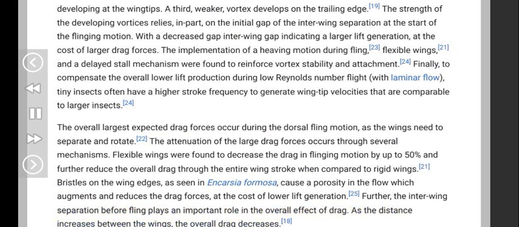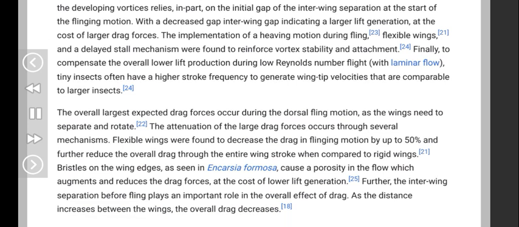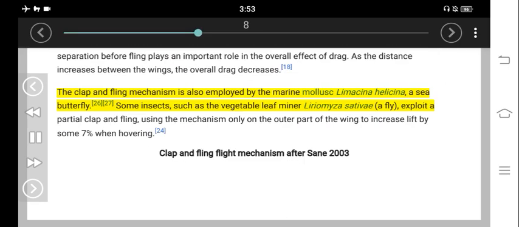The clap and fling mechanism is also employed by the marine mollusk Limacina helicina, a sea butterfly. Some insects, such as the vegetable leaf miner Liriomyza sativae, a fly, exploit a partial clap and fling, using the mechanism only on the outer part of the wing to increase lift by some 7% when hovering.